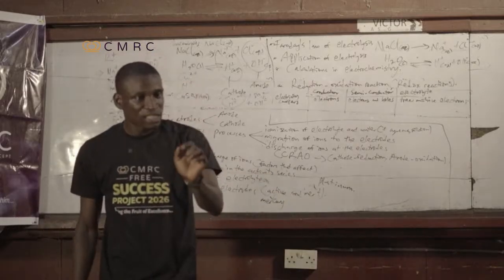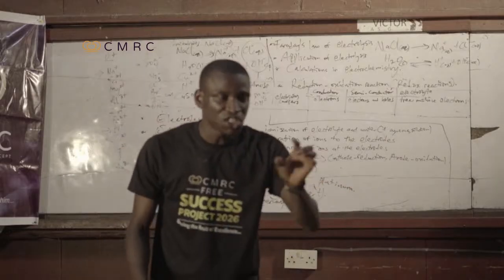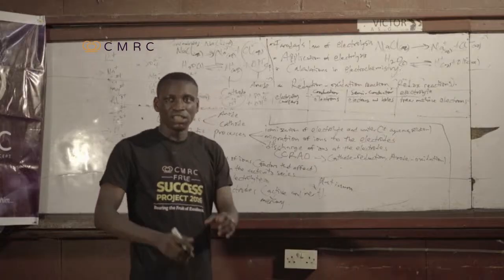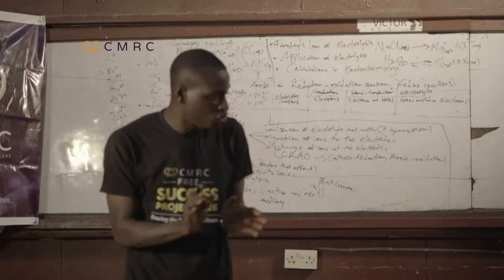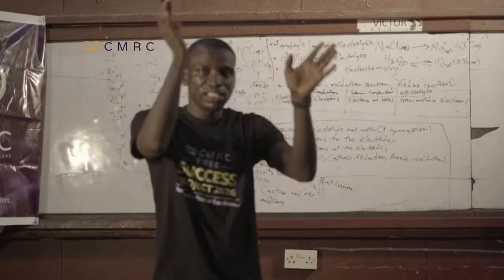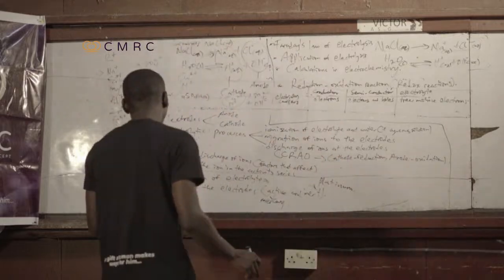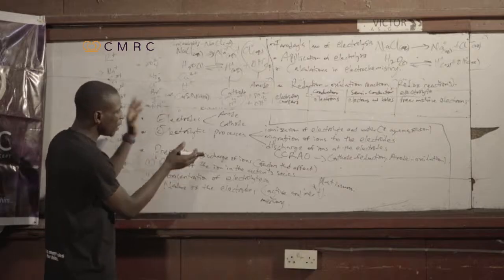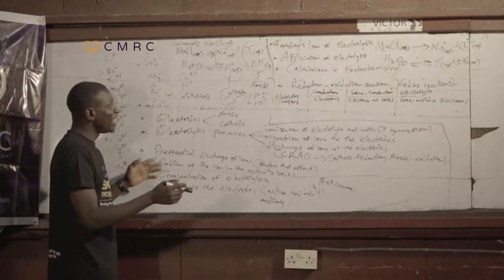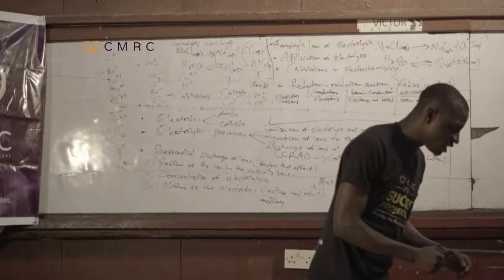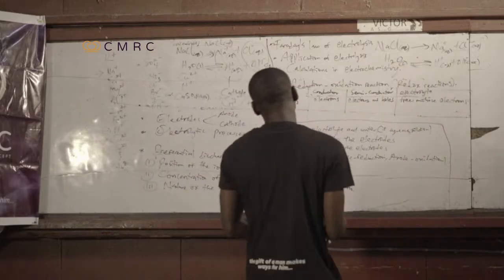So if the electrode is active, it will influence the discharge of a particular ion. But if the electrode is inert, it will not influence the discharge of any ion. It will just do its job of facilitating movement of ions from one side to the other. Now, having known all these factors that affect preferential discharge of ions, let us try some examples to explain what we have been saying. Let's do like 3 examples.